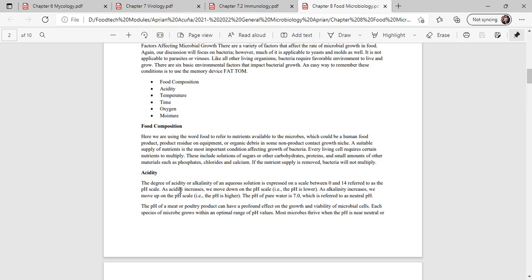So for your food composition, here we are using the word food to refer to the nutrients available to our microorganisms, which could be found as human food products, your product residue on our equipment, or organic debris in some non-product contact growth niche. A suitable supply of nutrients is the most important condition affecting the growth of our bacteria. Every living cell requires certain nutrients to multiply. This includes the solution in our agar plates, carbohydrates, proteins, and small amounts of other materials such as phosphate, chlorides, and calcium.